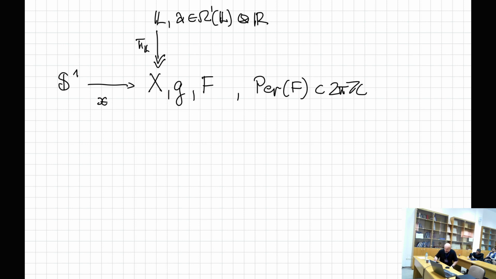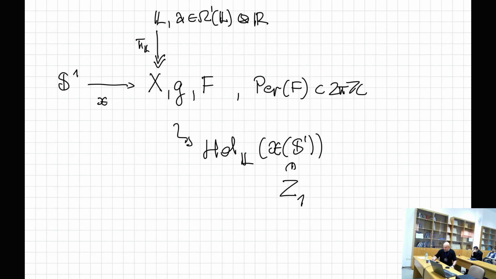And then the topological term in the action functional, or rather in the Dirac-Feynman amplitude, is given by this holonomy of L along the X image of S1, which is one cycle in X. Okay? And now the holonomy had various properties. Subsequently, we abstracted this notion of a principal U1 bundle.